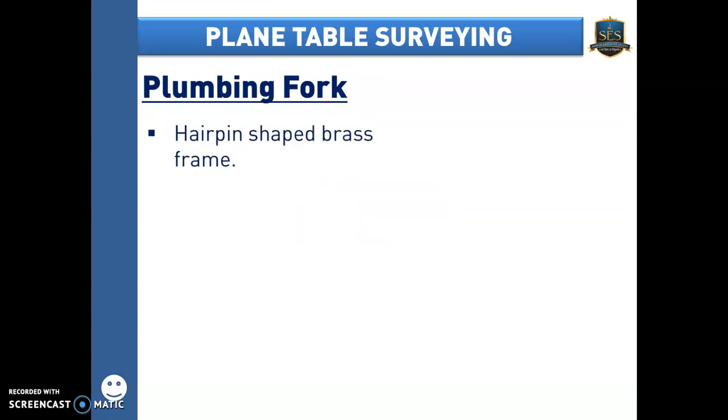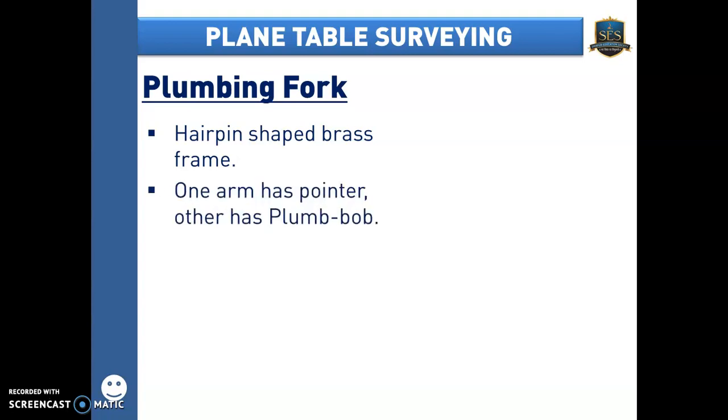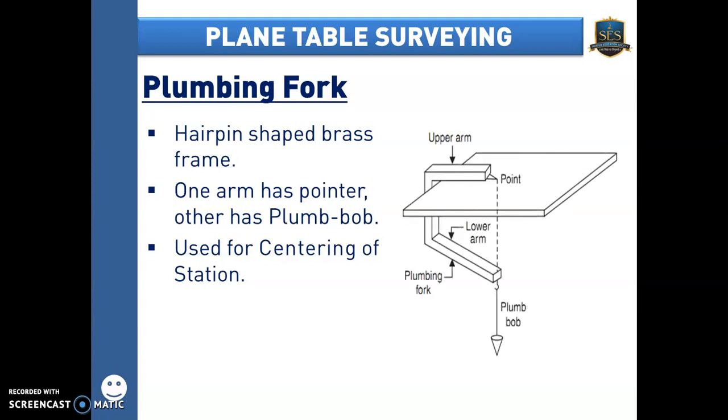Plumbing fork. Plumbing fork is a hairpin shaped brass frame. It has two arms, to which one arm has a pointer and another arm has an arrangement to attach the plumb bob. Plumbing fork and plumb bob basically are used for the centering of station in combination.